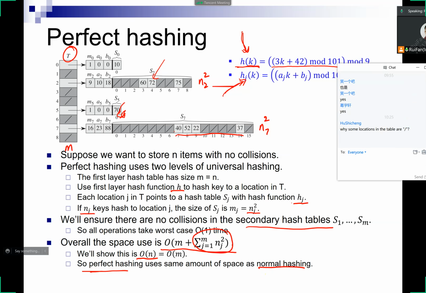Let me just take a look at this question. Why are some locations empty? These locations indicate that we don't have any keys which hash to this top level location. For example, here you have 3 keys, 60, 72, and 75, which hash to this T2 location. And these entries indicate that there's nothing. So when you hash 60, 72, and 75 into this table S2, they're going to get placed into these 3 positions, and all the other positions are empty. Likewise, in the top level hash table, this slash indicates that there are no keys which hash to this top level hash location.